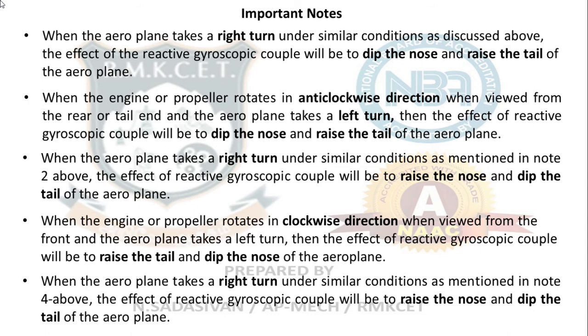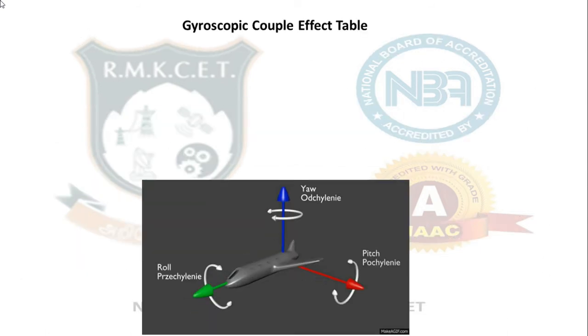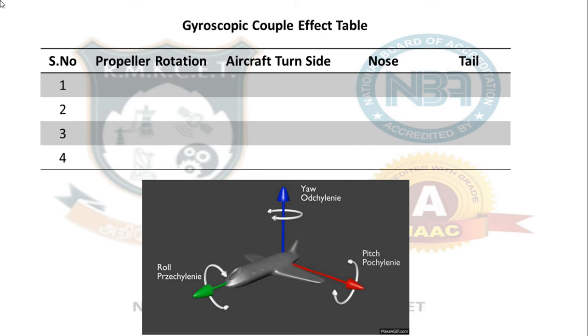So there are various conditions. Now what I have done is I have made this very short in the form of a table. So propeller rotation: when the propeller is rotating in clockwise direction, when viewed from the front, okay, not from the pilot seat, and I'm going to take a left turn, what will happen? The nose of my aircraft will go up, like what is showing now in the animation, and the tail will go down.